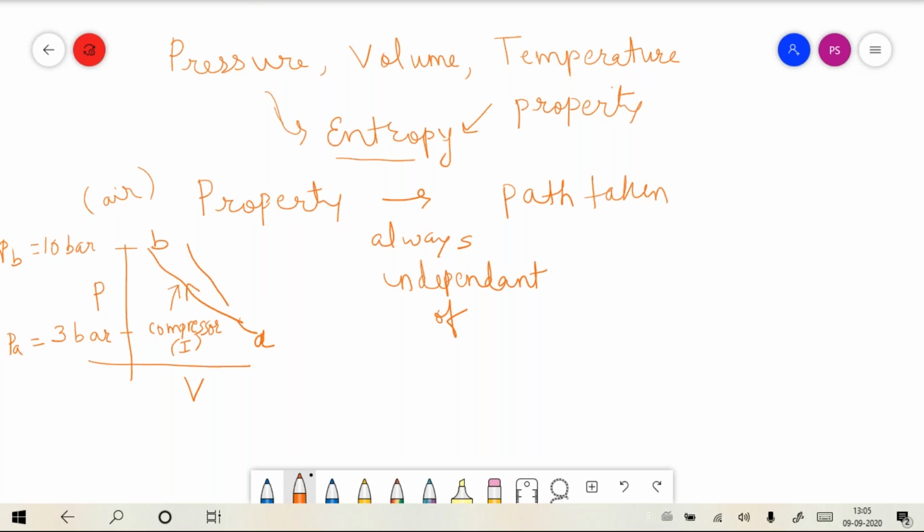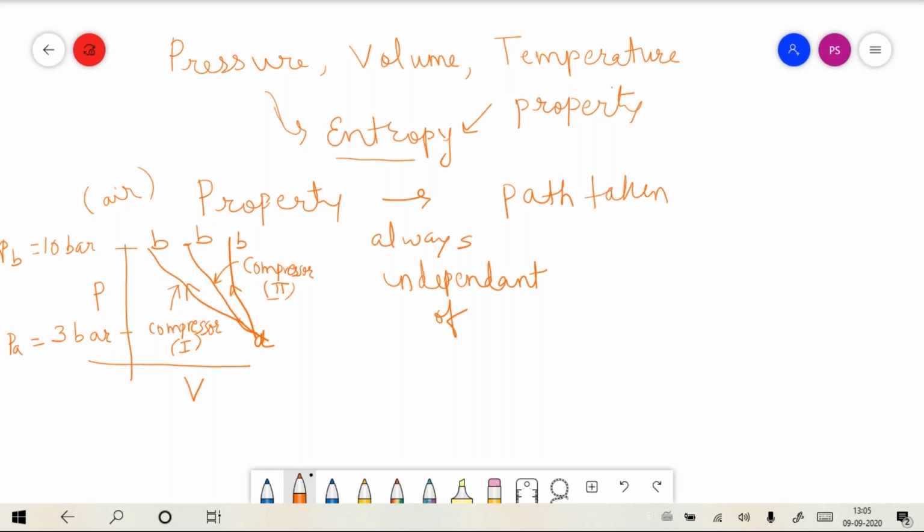Maybe the compressor is of different capacity. He compresses using a different compressor, and he goes back to the pressure P. So this fellow is using a compressor 2, and he is also compressing the given air from 3 bar to 10 bar. A third person would use a compressor 3, and he would take another path, obviously, for compression, and that would again be from the initial pressure 3 bar to 10 bar.